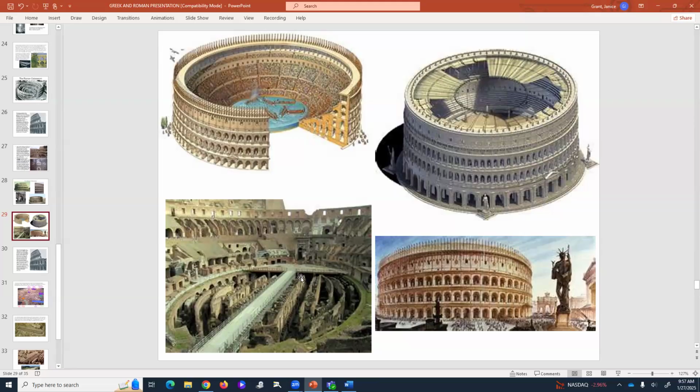All right, this is what it looks like today. It does have a stage and it has a big walkway there. You use it for concerts and different events.